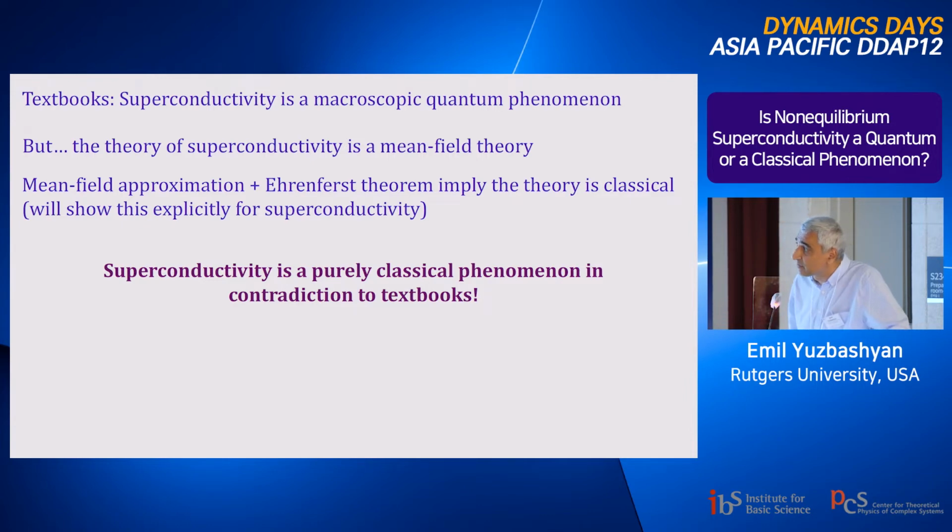And mean field approximation combined with Ehrenfest's theorem imply that the theory is classical. And I will show this explicitly for the theory of superconductivity. So this suggests that superconductivity is in fact a purely classical phenomenon, in contradiction to textbooks.